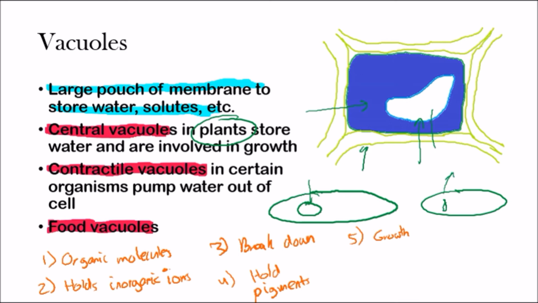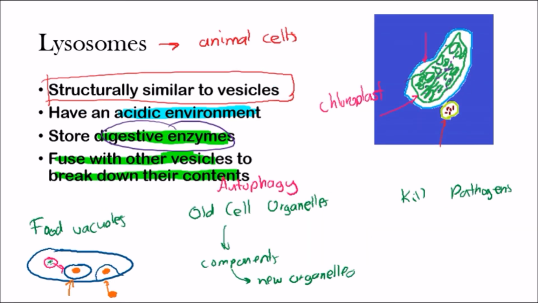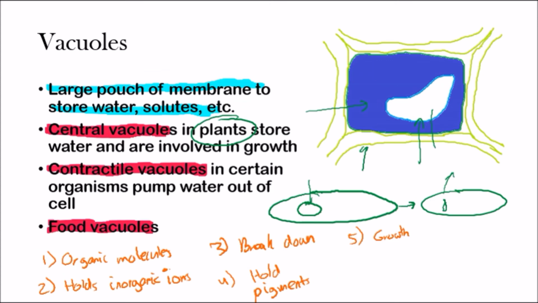extracellular environment. It's important for some cells because sometimes too much water enters a cell and the cell might burst open. So it's important for cells to have these contractile vacuoles, which can take this excess water and just pump it out. And then finally we have food vacuoles, which we talked about here. Food vacuoles are basically where food from outside the cell enters the cell and forms its own vacuole.